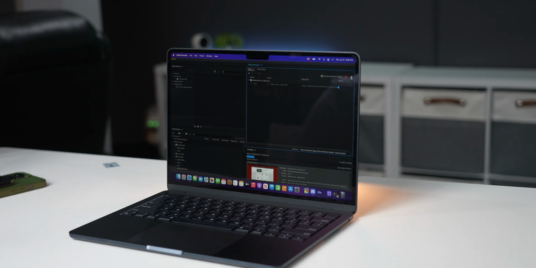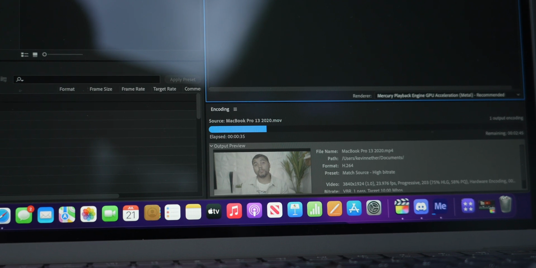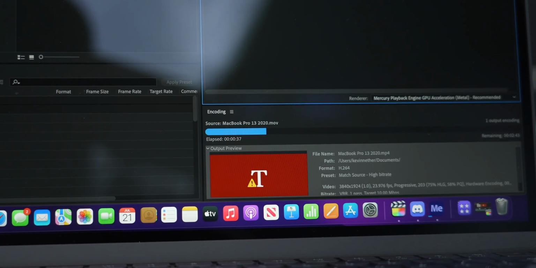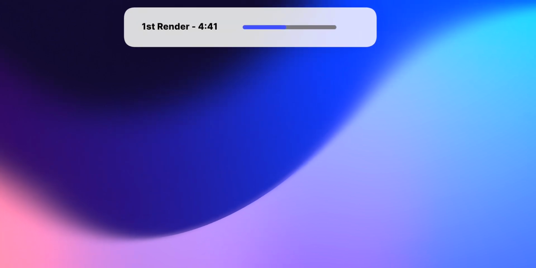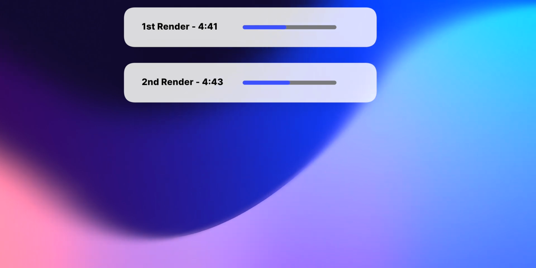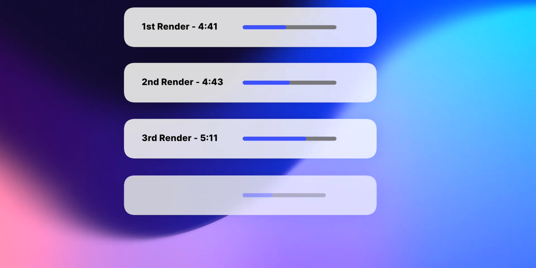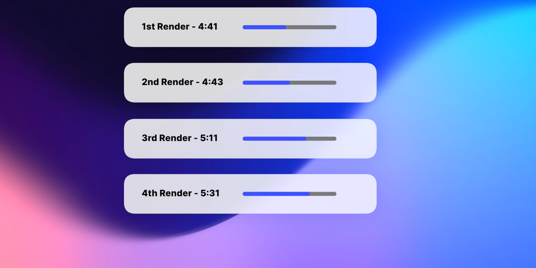To put this into context and give you some numbers, I rendered the same video 5 times in a row. It's a 5-minute 4K video in Final Cut. The first render took 4 minutes and 41 seconds. The second render took around the same amount of time. Then we started to see it slow down quite a bit. The next two renders were 5 minutes and 11 seconds and 5 minutes and 31 seconds. Then the last render took 5 minutes and 45 seconds.